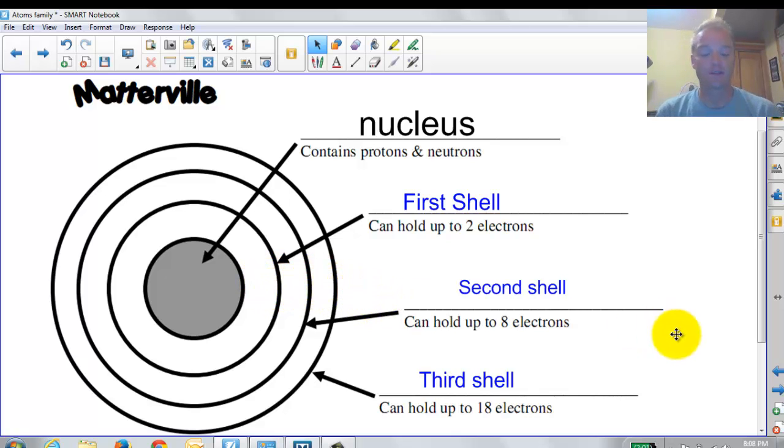This talk about chemical bonding will come up in the next couple of days. It's all based on whether these shells are filled with valence electrons, the outermost ones, and that determines if it's happy or not, so if it's going to bond or not bond with other atoms.